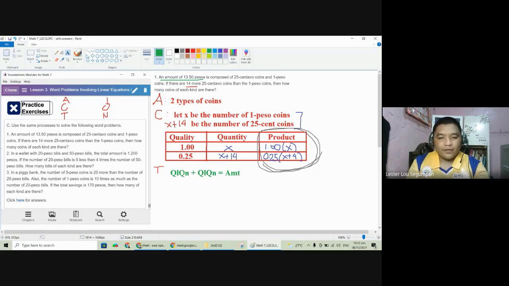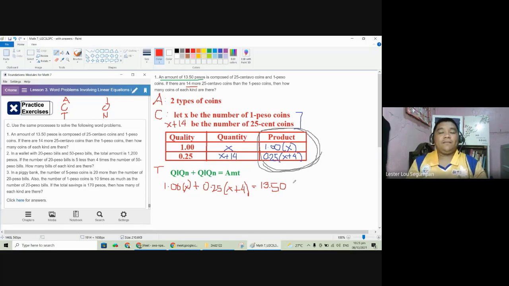In this case, the first quality is 1 peso, and there are x pieces of them. So the translation here is 1.00 times x plus 0.25 times (x plus 14) will result to the total amount, which is 13.50 pesos. This is how we translate that.